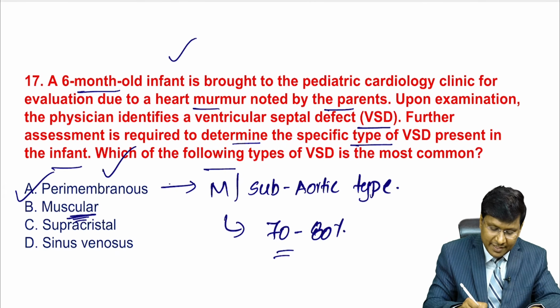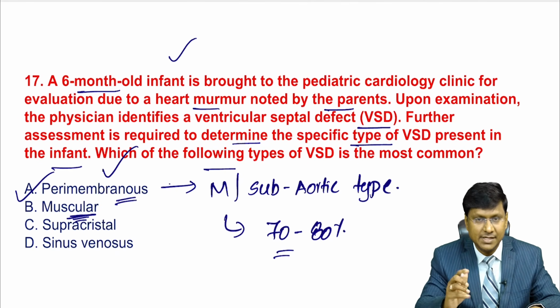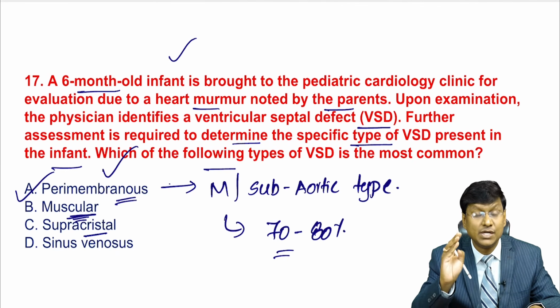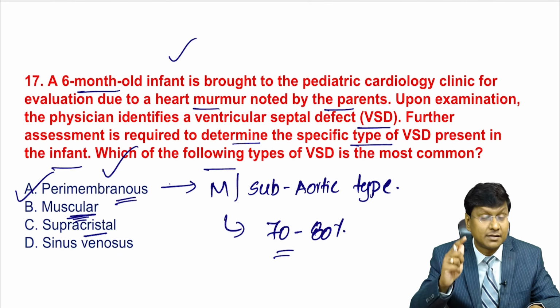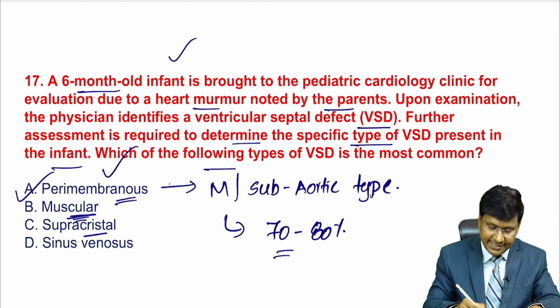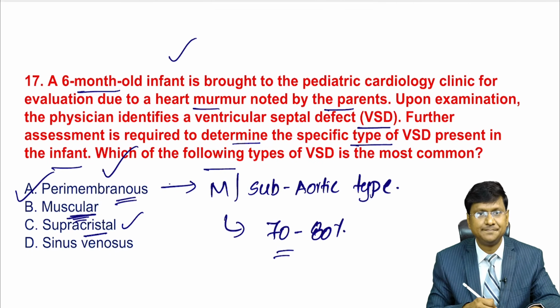So which is more prevalent? That is the perimembranous. The other one is the supracrystal. Supracrystal VSD is also known as conal VSD or outlet VSD, and it is situated above the level of the aortic valve, and it is less common than the perimembranous VSDs.